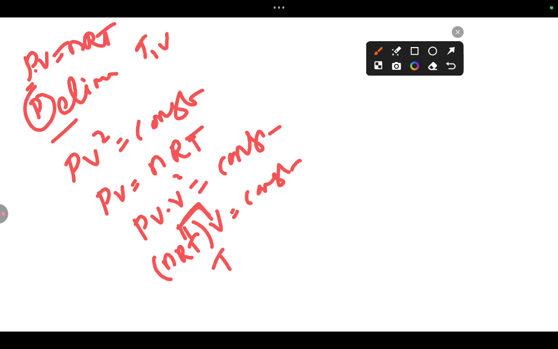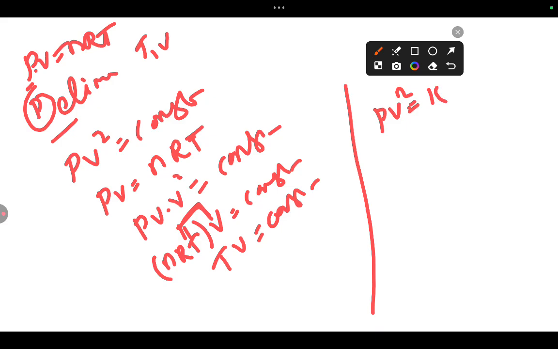So TV is constant. From this relation we can easily understand that. No problem, I can go with another step also. So PV² equal to constant, that means K. So PV² equal to K. Am I right? So here then PV equal to K by V.